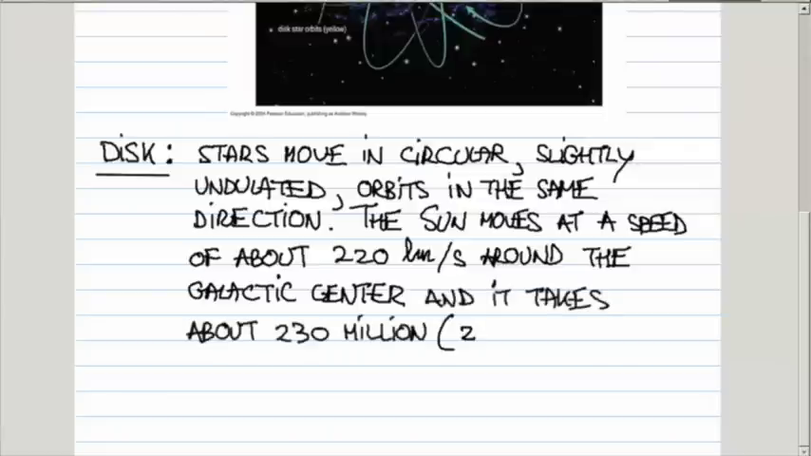So, using scientific notation, a million is 10 to the 6. Then if I write this, 230 is 2.3 times 10 to the second power. Altogether, I have 2.3 times 10 to the 8 years.